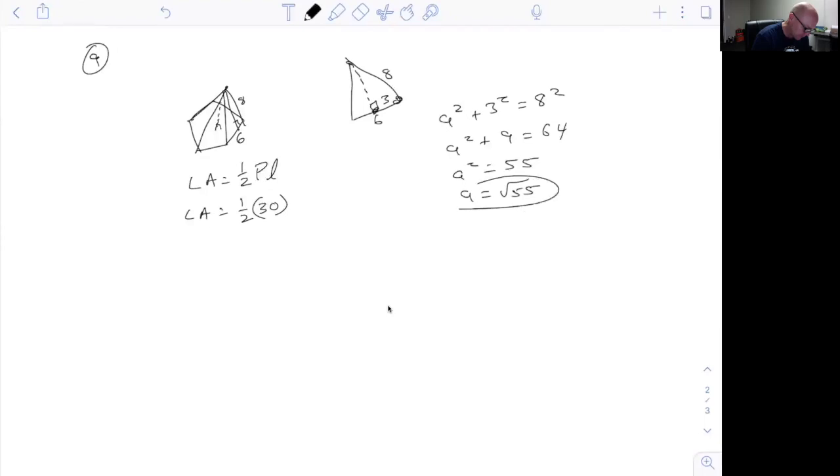So there's my slant height. Don't circle that, it's not the final answer. Okay, so that's my slant height. Let's put that in here and say the lateral area is going to be 15, half of 30, 15 times the square root of 55.